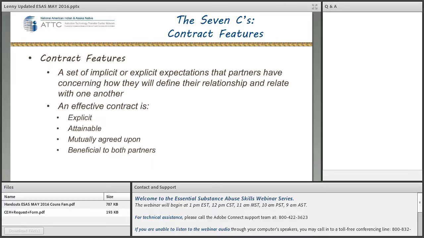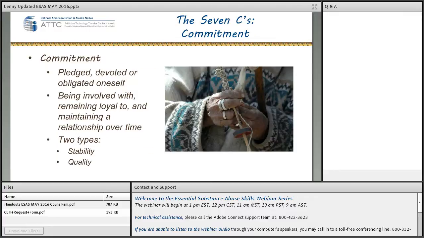Contract features: a set of implicit and or explicit expectations that partners have concerning how they will define their relationship and relate with one another. An effective contract is explicit, attainable, mutually agreed upon, and beneficial to both partners. Commitment: pledged, devoted, or obligated oneself, being involved with, remaining loyal to, and maintaining a relationship over time. There are 2 types, stability and quality.